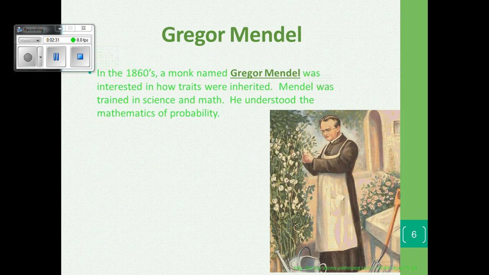Gregor Mendel came along in the 1860s and was interested in how traits specifically were inherited. He was trained in science and math, and he understood the mathematics of probability. So he started to cross, when we say cross, look at the pea plants and how they crossed with one another, or mated with one another, or pollinated one another, so they could produce offspring. And he just recorded in a notebook essentially what he found when he crossed certain pea plants together.